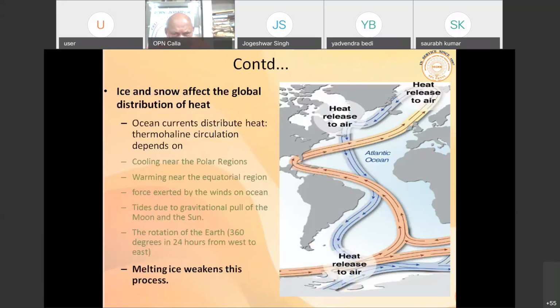Now here are the currents, and this helps also. Currents distribute heat through thermohaline circulation, and that depends upon the polar regions, the cooling of this and warming of that in the regions. All these factors affect. Why am I showing you all this? Because these are the parameters that we monitor with the help of microwave remote sensing. The melting of ice also depends on this process, and we have to monitor the melting of ice. That we do with the help of microwave remote sensing.